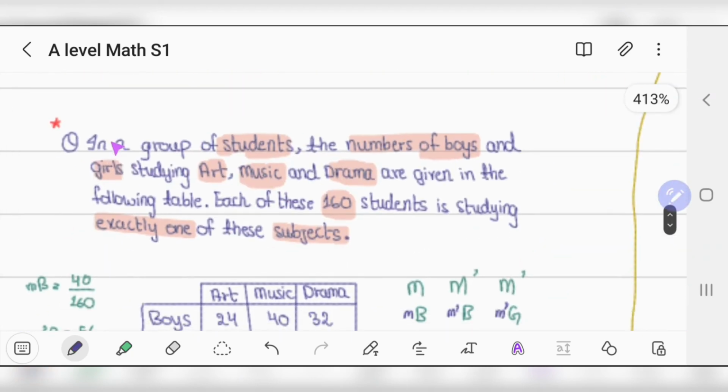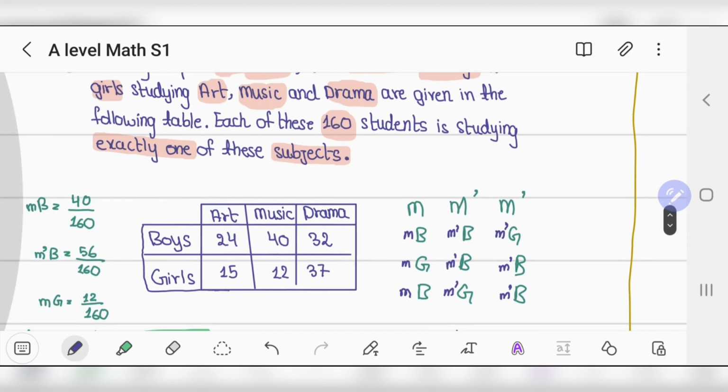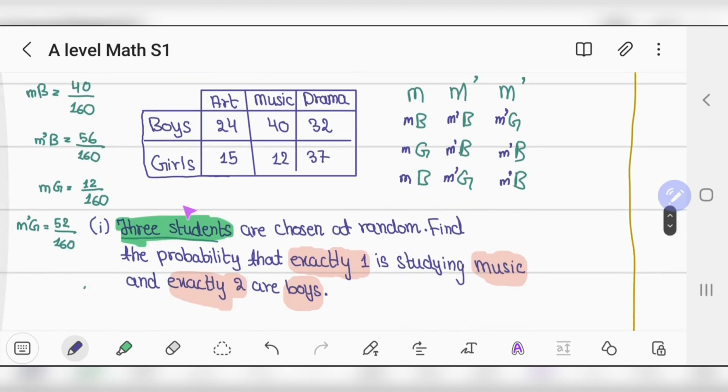Okay, so we have this question. In a group of students, the number of boys and girls studying art, music and drama are given in the following table. Each of these 160 students is studying exactly one of these subjects. So we have this chart, and the question is, three students are chosen at random. Find the probability that exactly one is studying music and exactly two are boys.